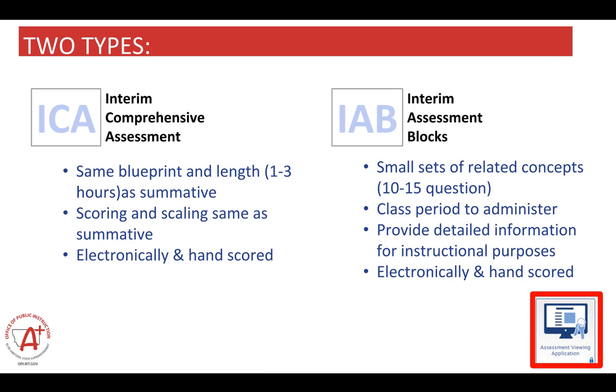Next, let's give a little clarification on the two different types of interim assessments that Smarter Balanced provides. First, the Interim Comprehensive Assessments, or ICAs, are the same blueprint and length as the summative assessment. So this means that students are going to have an ELA section, a math section, an ELA performance task, and a math performance task. The scaling and the scoring that teachers get from this test will look like the summative assessment scoring. So that really will align directly to that summative score.